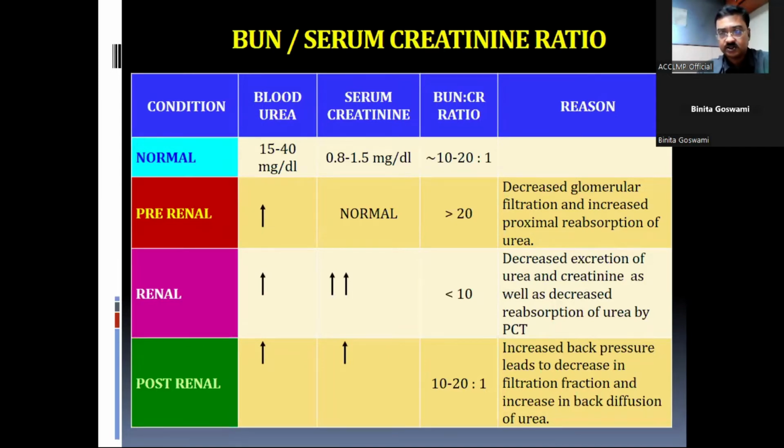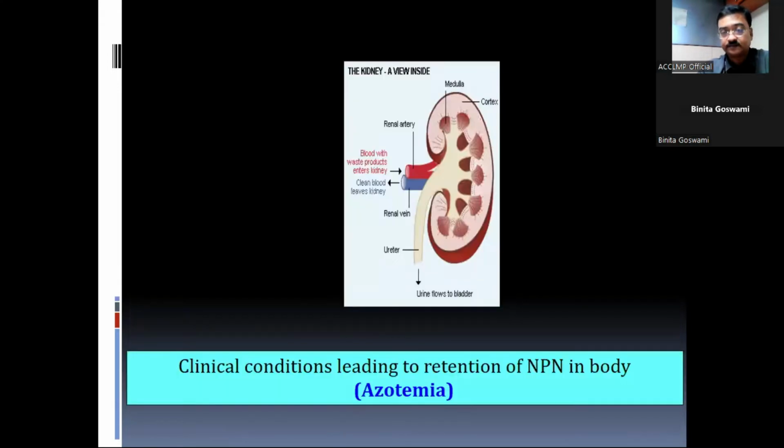So this is, in a nutshell, to get an understanding of what the urea creatinine ratio is and how it is altered in different conditions. Now, the kidney conditions that can lead to non-protein nitrogen retention, which is azotemia. There are so many conditions that can do so, as I have discussed.